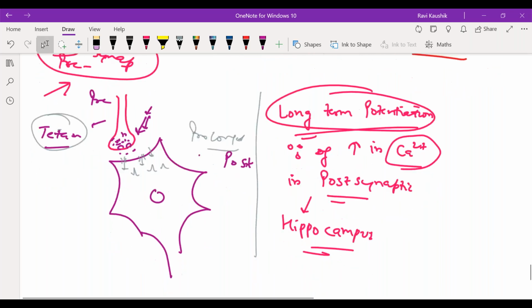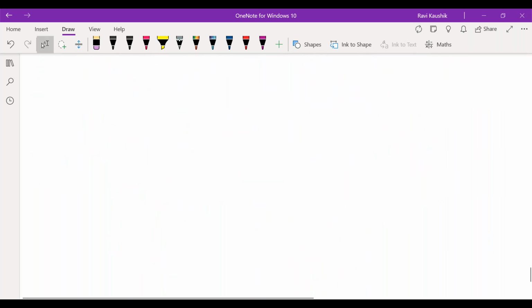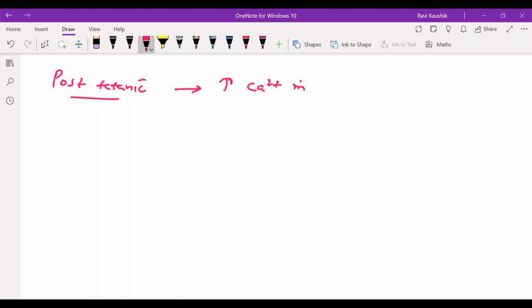So just to summarize, there are two types of potentiation. One is post-tetanic potentiation, right? Post-tetanic potentiation simply refers to a brief tetanic potential coming in the presynaptic membrane, which leads to increased calcium accumulation in the presynaptic terminal.